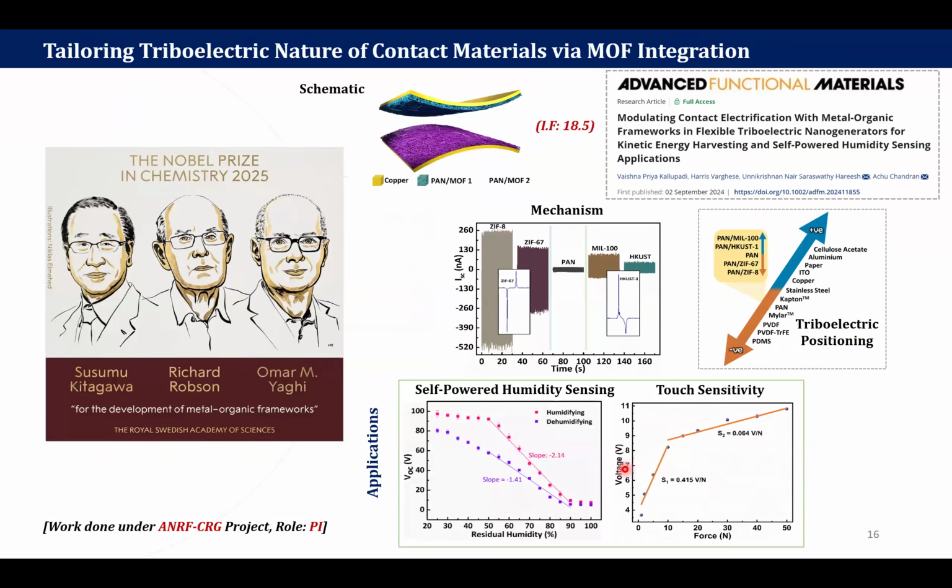This year, the Chemistry Nobel Prize has been in the area of metal organic frameworks. These are the inventors of metal organic frameworks, for the co-development of metal organic frameworks: Susumu Kitagawa, Richard Robson, and Omar Yaghi. These people have received the coveted Nobel Prize.